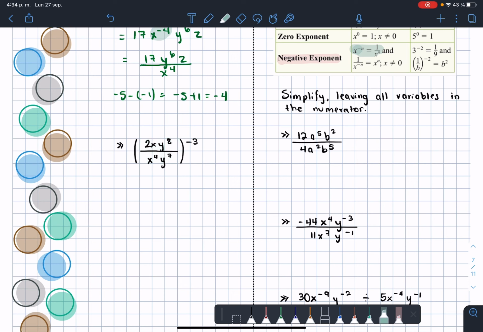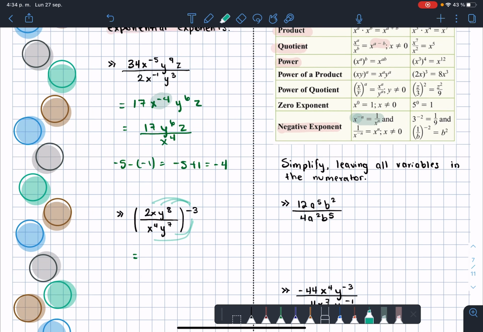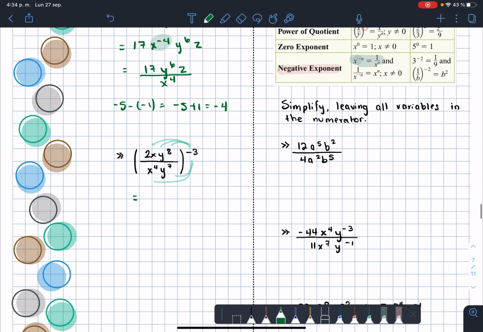According to the order of operations, I need to work first with the exponents. Remember that exponents apply to everything that is inside the parentheses. I also have to apply the power of a quotient property, which says that the exponent outside the parentheses applies to the numerator and also to the denominator. So this is equal to having 2 to the negative 3. Right now we are going to leave it like that. y to the negative 24 over x to the negative 12 and y to the negative 21.